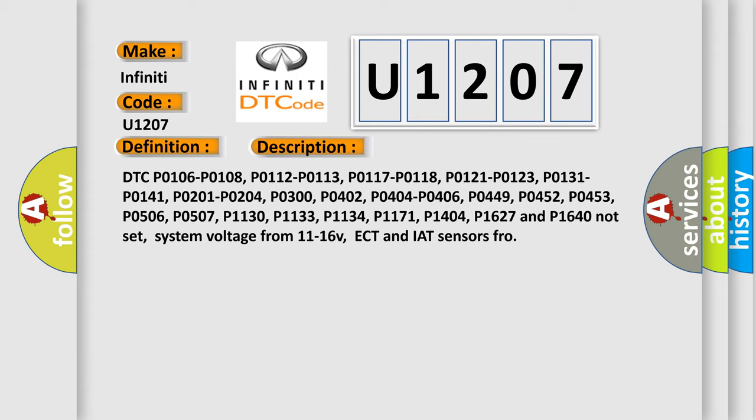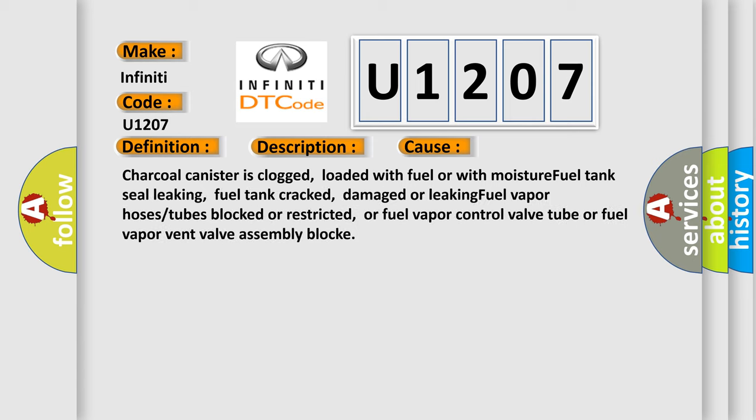IAT sensors OK. This diagnostic error occurs most often in these cases: charcoal canister is clogged, loaded with fuel or with moisture, fuel tank seal leaking, fuel tank cracked, damaged or leaking, fuel vapor hoses or tubes blocked or restricted, or fuel vapor control valve tube or fuel vapor vent valve assembly blocked.